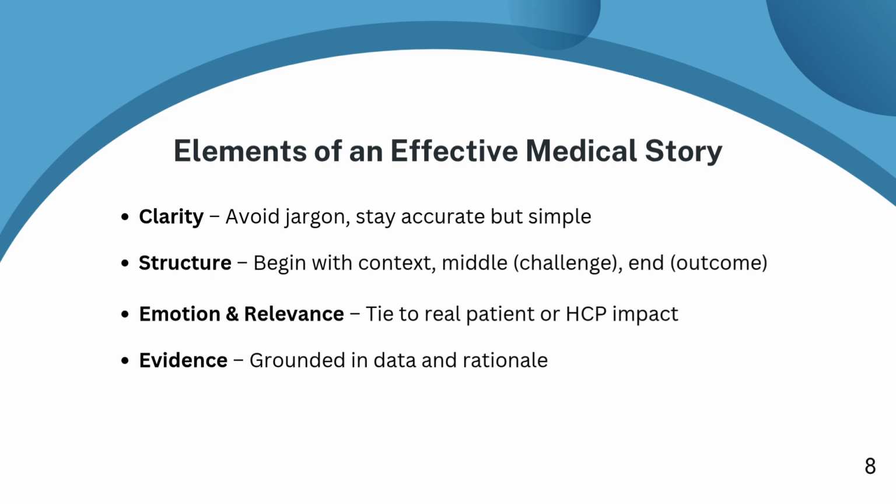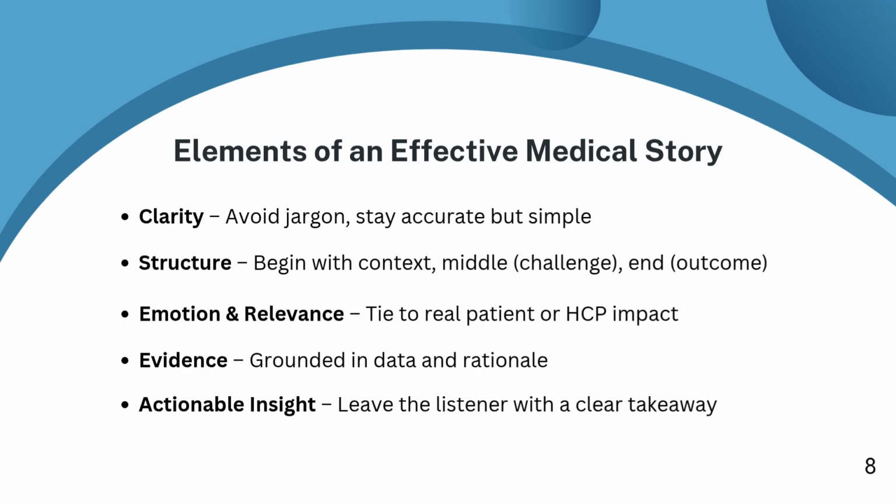Actionable insight. And finally, your story should lead somewhere. After hearing it, what should your listener think, feel, or do? Maybe it's raising awareness, changing a behavior, or influencing a strategy. Whatever it is, make sure your story ends with a clear takeaway. So to recap, the 5 elements are clarity, structure, emotion and relevance, evidence, and actionable insight. Together, these turn a message into a story, and a story into a tool for impact.